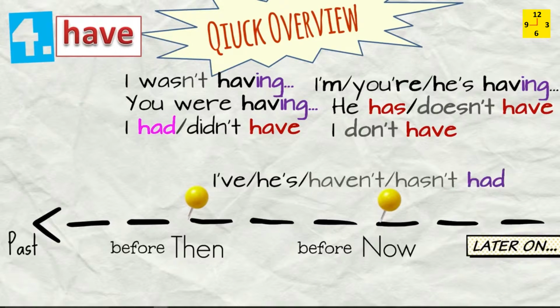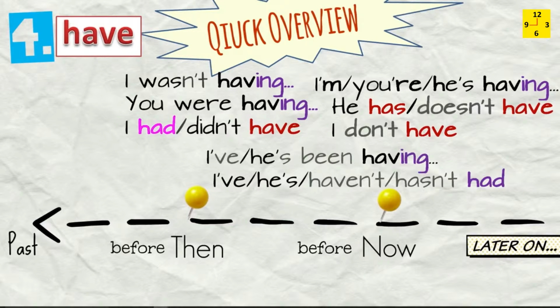I've had, he's had, or the negative again, I haven't had, he hasn't had. Alright, then we have I've been having or he's been having, and I'd or I hadn't had. I'd been having.